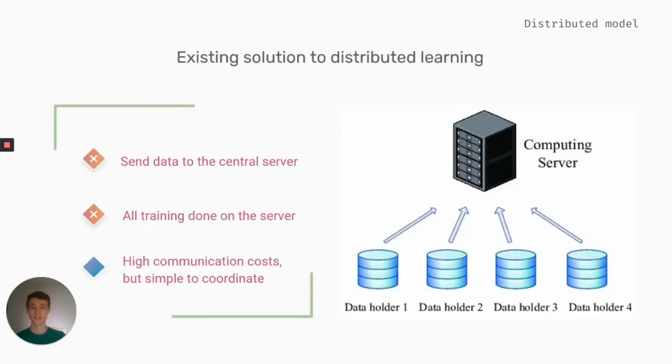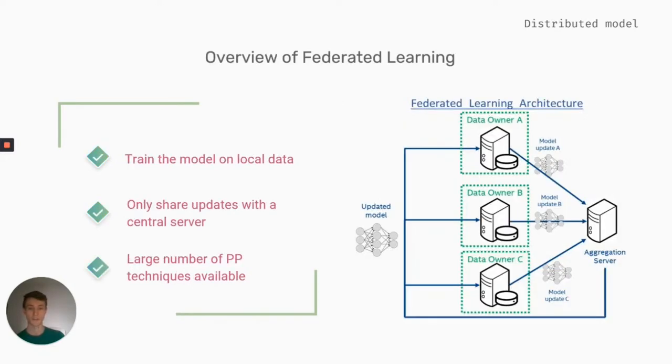The existing solution to distributed learning is just using a centralized server where the data is sent to the aggregation server. All the training is done there. The model is then distributed back to the clients. While there is a slight downside of using this approach, which is using too much data and having to send all this data to and from the central server, the main issue is there is no guarantee of privacy, which is why we decided to make use of the second approach, which is called federated learning.